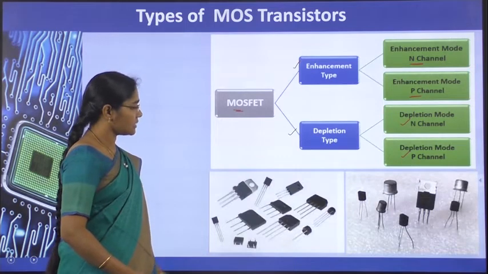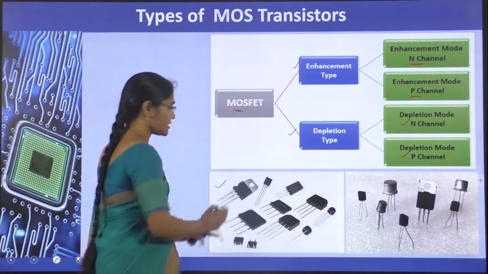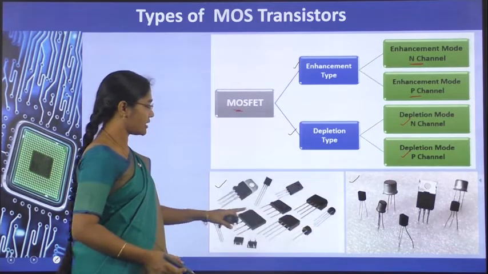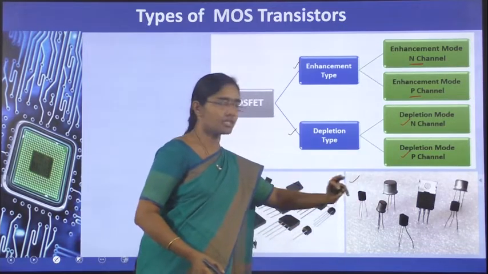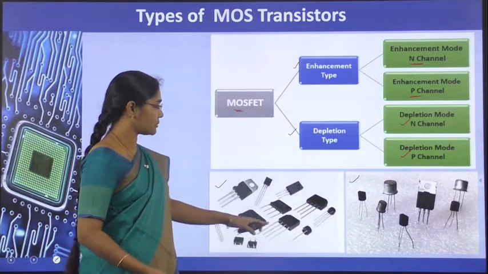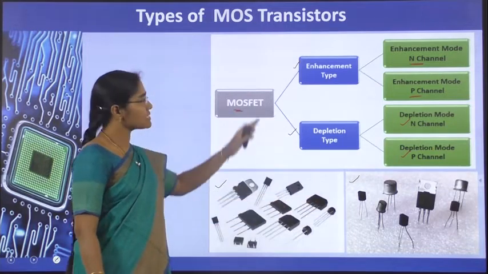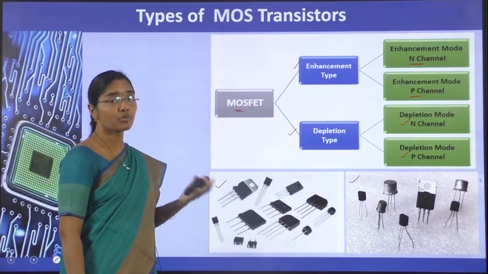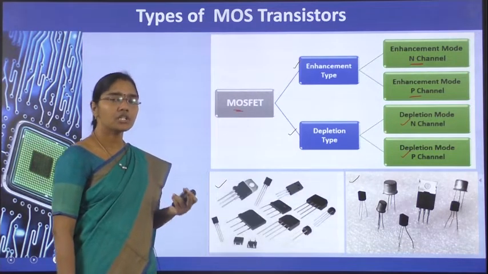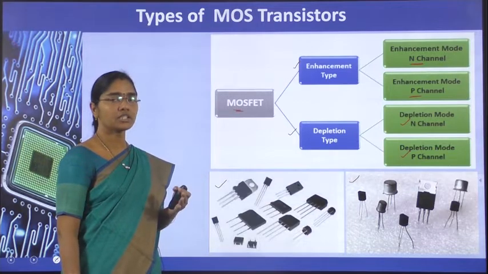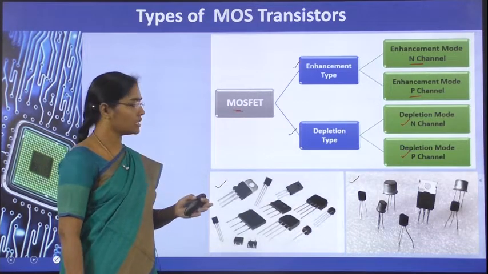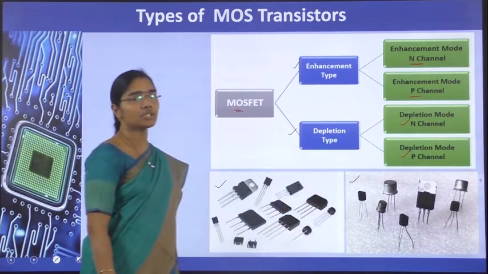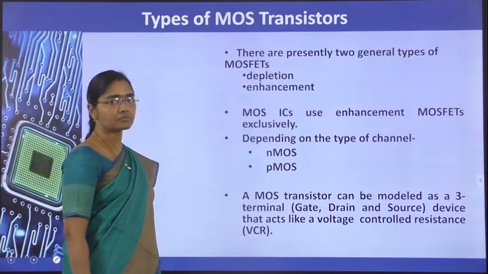These are practical transistor figures. The packages are different here, but all have 3 terminals or 4 terminals. These MOSFETs have a minimum of 3 terminals and a maximum of 4 terminals. The fourth terminal is the bulk. The other 3 terminals are gate, source and drain. So some are represented with 4 terminals and some with 3 terminals.